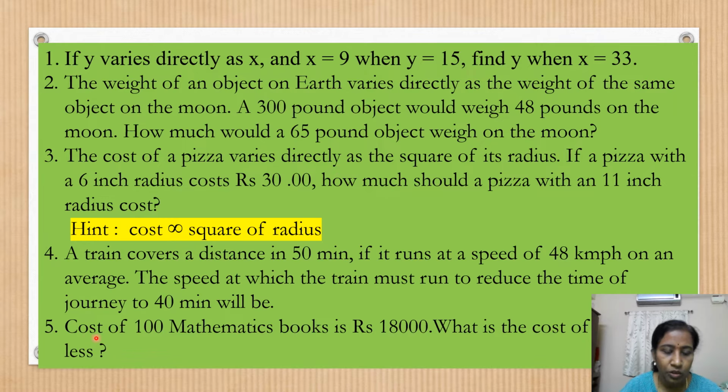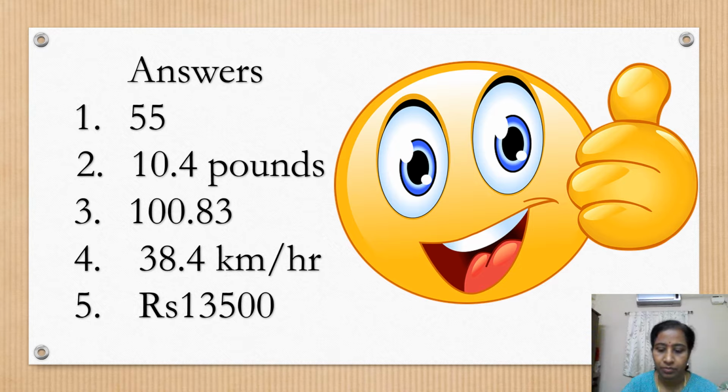And the last sum is the cost of 100 mathematics books is 18,000. What is the cost of 25 books less? So cost of 25 books less, meaning I have to find out for 75 books. So these are the statements which you have to know, you have to read carefully so that you will not make any mistakes. These are the answers. So you can take a screenshot of these answers also to check later.